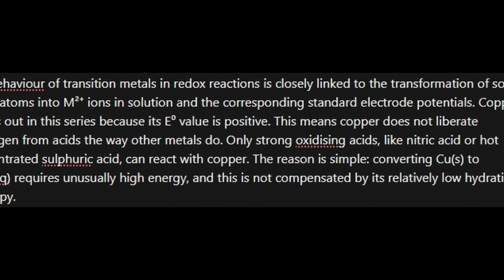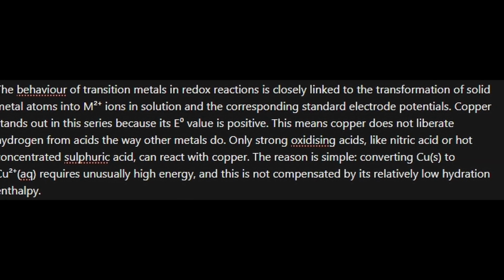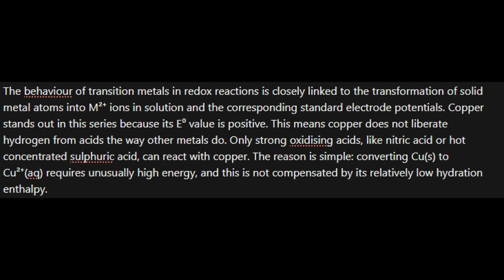The behavior of transition metals in redox reactions is closely linked to the transformation of solid metal atoms into M2+ ions in solution and the corresponding standard electrode potentials. Copper stands out in this series because its E0 value is positive. This means copper does not liberate hydrogen from acids the way other metals do. Only strong oxidizing acids like nitric acid or hot concentrated sulfuric acid can react with copper.